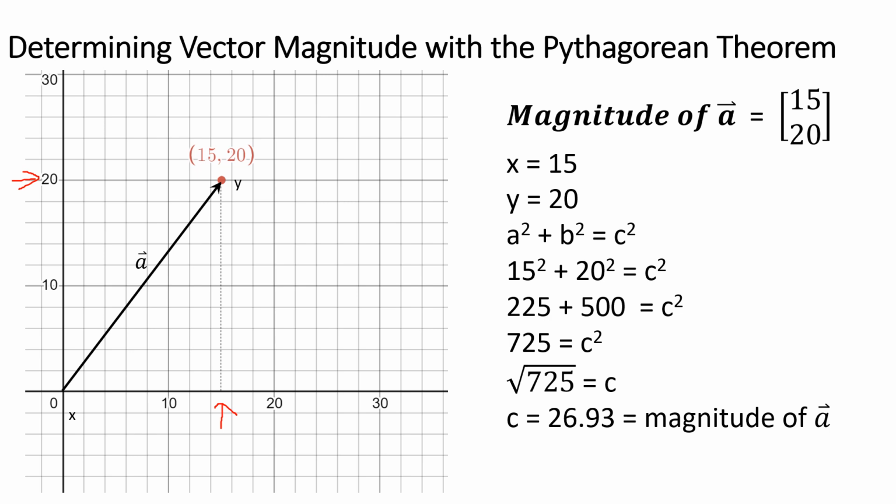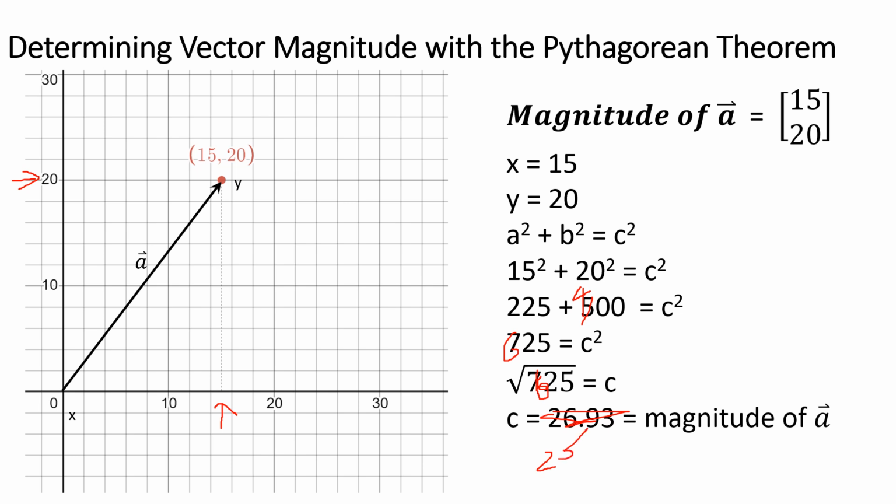a squared plus b squared is c squared. 15 squared plus 20 squared is c squared. And looks like I made a mistake here. That should be 20 squared is 400, not 500. So that should be 625 for c squared. And the square root of 625 is actually a more wholesome number than 26.93. It's 25.